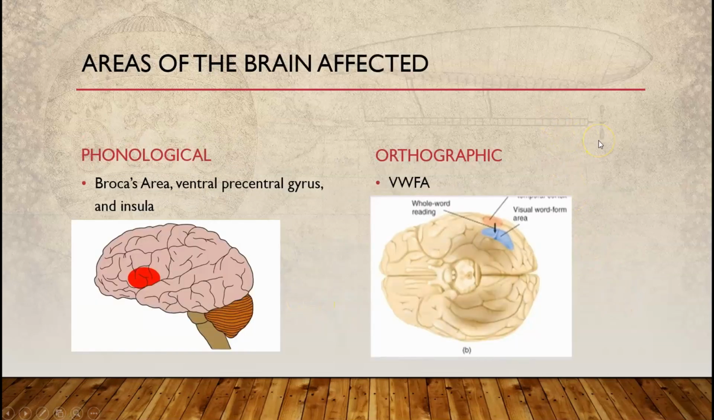Now for dysgraphia, these are the areas of the brain that are affected. So for phonological, you have Broca's area, the ventral precentral gyrus, and the insula. And for orthographic, you have, again, the visual word form area.